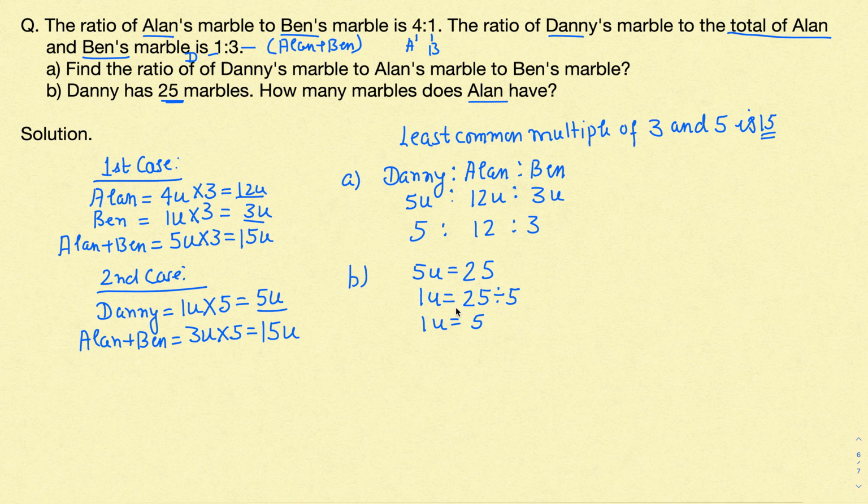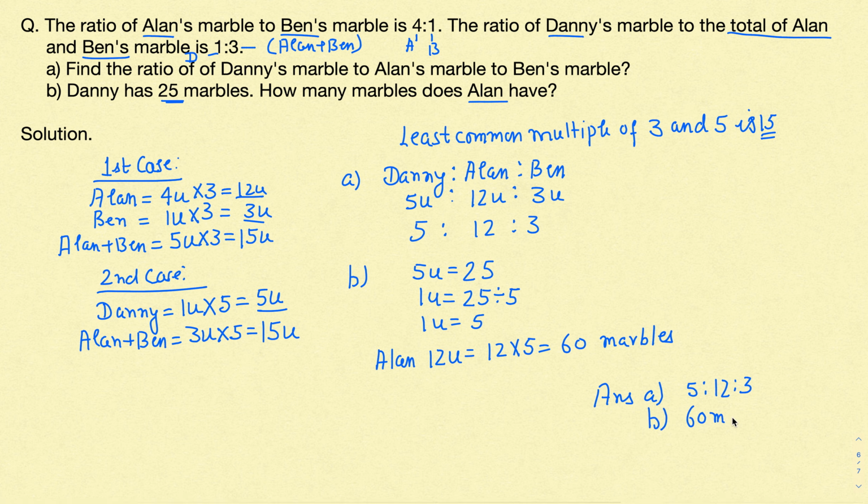Now we have 1 unit, and what we have to find is Ellen's marbles. Ellen has 12 units of marbles. Since Ellen has 12 units, she actually has 12 times 5, which is 60 marbles. So that's our answer. Let's write the final answers quickly. Part A is 5 to 12 to 3, and part B is 60 marbles.